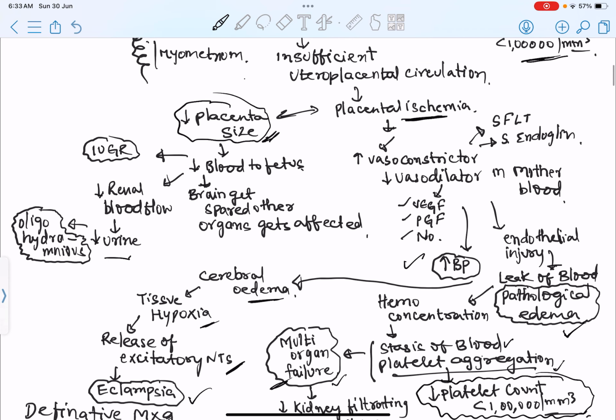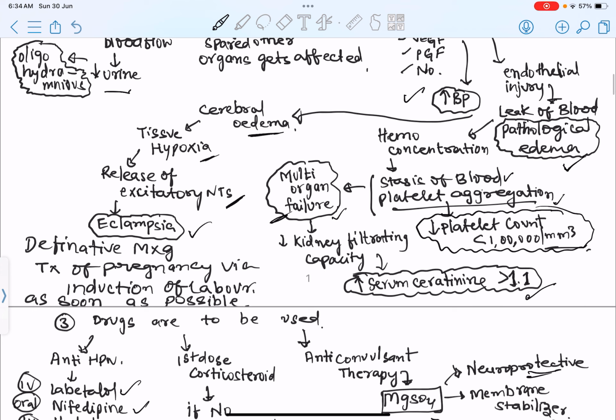Now, because of decreased placental circulation, there is decreased blood supply to the fetus, which results in intrauterine growth retardation and decreased renal blood flow. So because of decreased renal blood flow, there is decreased urine and there is oligohydramnios. Now, what is the definitive treatment of pregnancy induced hypertension?